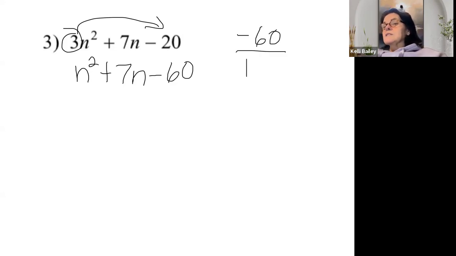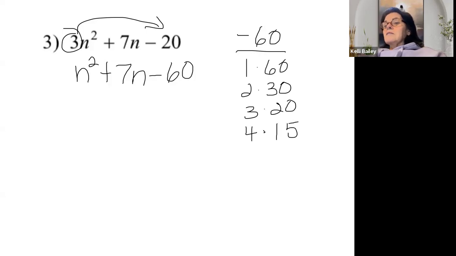So 1 times 60, 2 times 30, 3 times 20, 4 times 15, 5 times 12, 6 times 10, 7 doesn't go, 8 doesn't go, 9 doesn't go, and I'm back to 10. Whew, I'm exhausted, but I got all the possibilities.